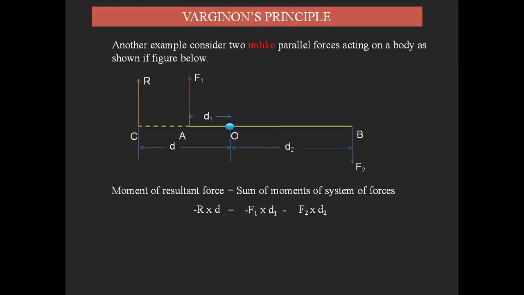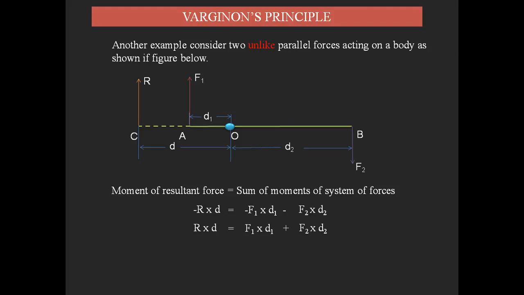While solving engineering problems, if we want to find out the d2 element by knowing d1 and d, we can find it. If we know d1 and d2, we can find the d element by knowing F1, F2 and R. Likewise while solving problems, we can easily understand how to apply the Varignon's principle. This is the way of applying the Varignon's principle to the system of forces acting on a body. This is the second case.